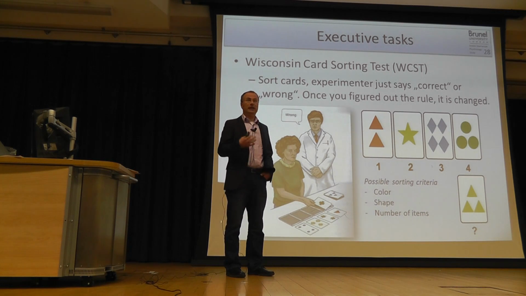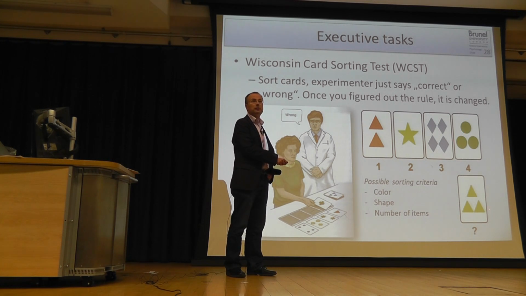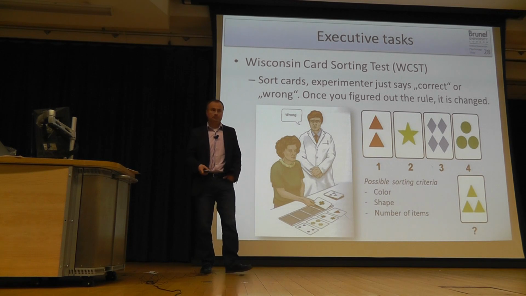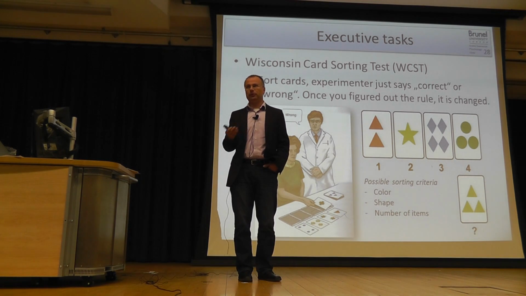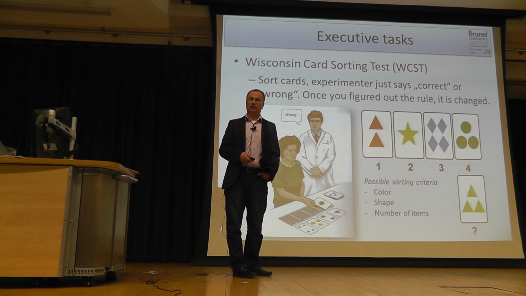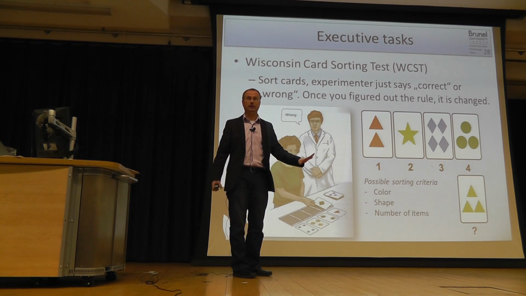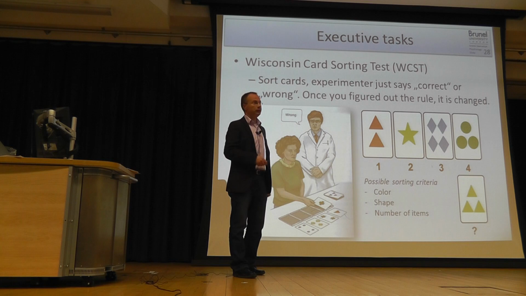So you may first have the idea, okay, let's check the color rule, so you would put that card on that pile. And then I might say yes, and you say, okay, it's the color rule, so I stick with that. However, if the rule is number, I would say wrong, and the card would have to go here, because it's 3 items and 3 items here. What happens to people with prefrontal lesions is that they get stuck with the rule. They are fine figuring out the first rule, but then they are not able to inhibit this rule and switch to a new rule.